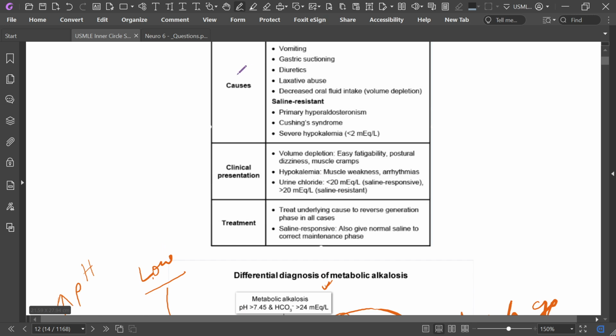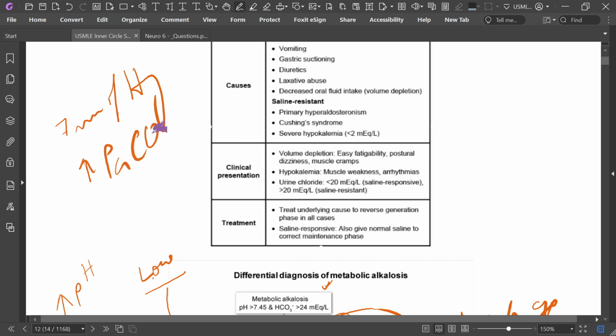Okay, metabolic alkalosis may be acute or chronic. For a 7 millimeter of mercury increase in PaCO2 per 10 milliequivalents increase in bicarbonate. So it is 7 and 10: a 7 millimeter increase in PaCO2 per 10 milliequivalents of bicarbonate.